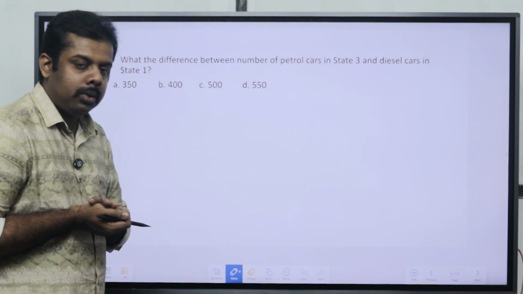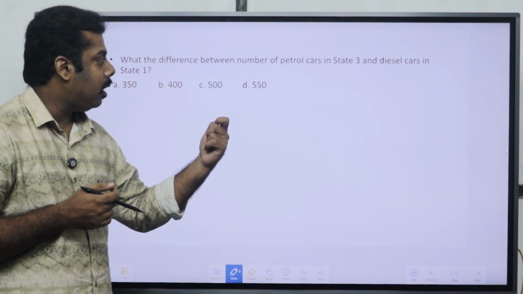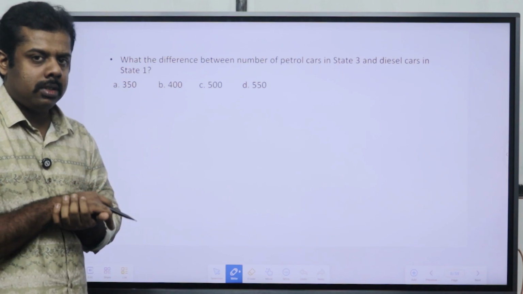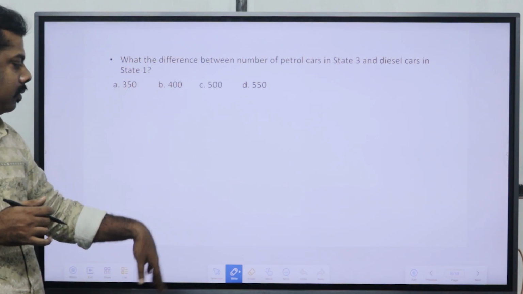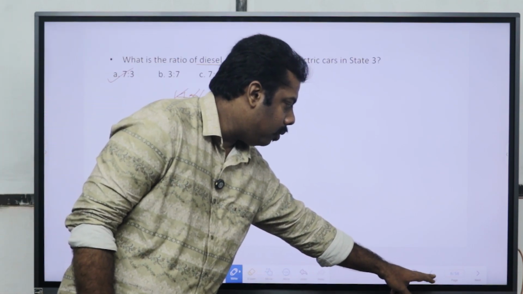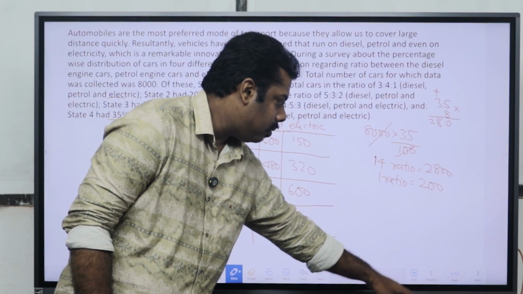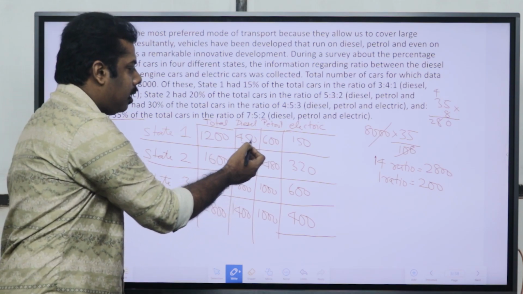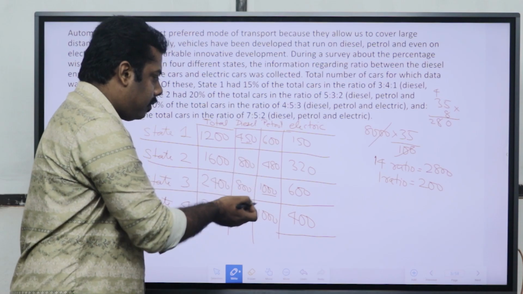So another question is there. What is the difference between the number of petrol cars in state 3 and diesel cars in state 1? They just ask the difference. So diesel car state 1, and petrol car state 3. They have just asked the difference of these values.